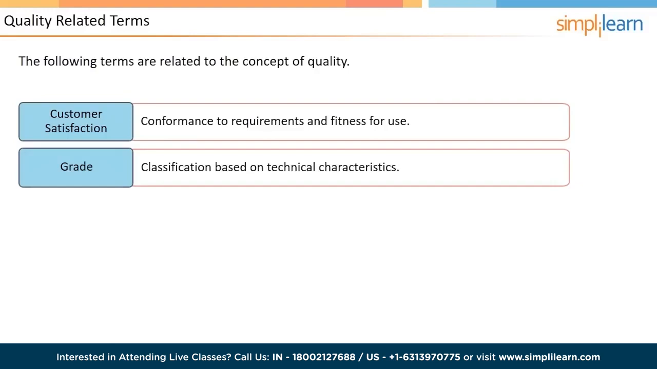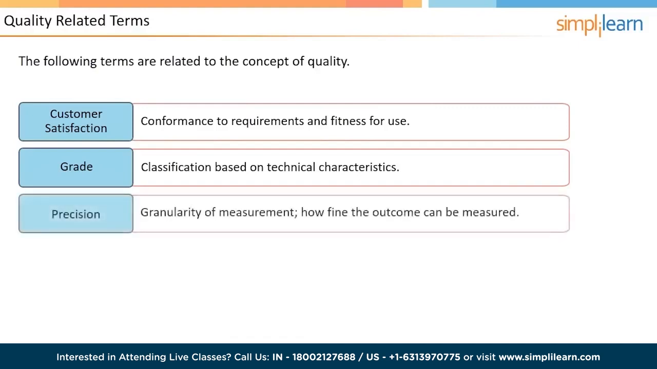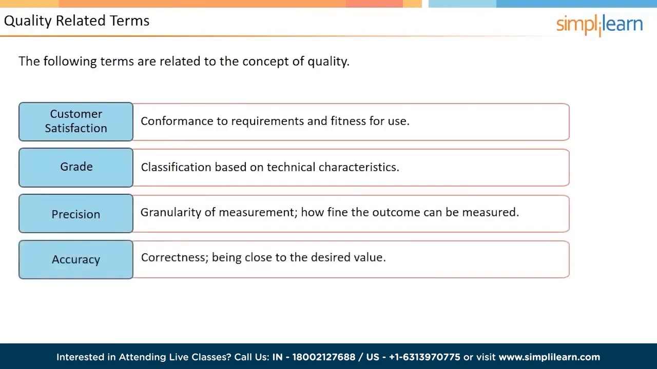Similarly, it is important to understand the distinction between precision and accuracy. Precision is the granularity of measurement. That is, how fine-grained can you measure the outcome. Accuracy is how correct you are. That is, how close you are to the desired value. In the next screen, let us understand the concept of optimal level of quality.